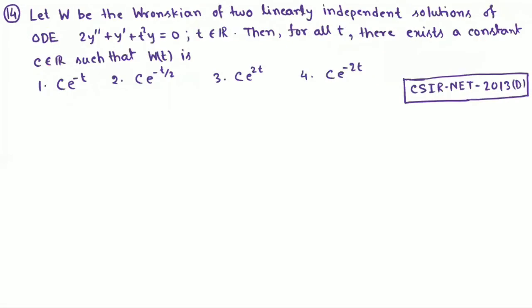Now question number 14. Here given, let W be the Wronskian of two linearly independent solutions of the ODE 2y double dash plus y dash plus t square y equals 0, where t belongs to R. Then for all t, there exists a constant c belongs to R such that W(t), that is the Wronskian, is, we have to calculate the Wronskian. This question has been asked in CSIR NET 2013 December.